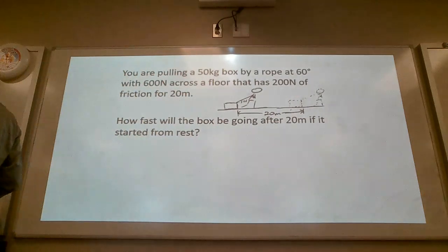So we're back to dragging our box across the ground here. Same example as yesterday. This time, though, I'm going to be asking for how fast the box is going at 20 meters.